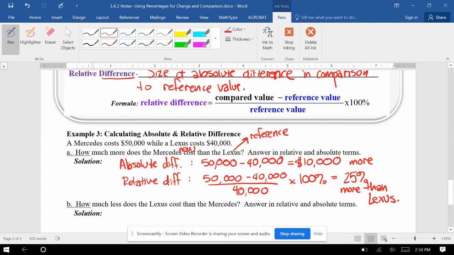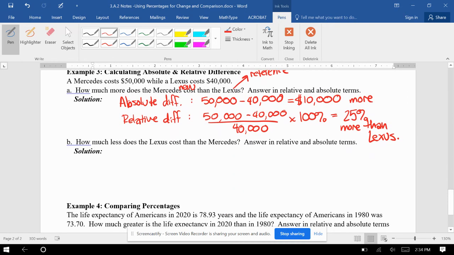All right, so before I continue, I'm going to switch it around. So just think for a second. It now says how much less does the Lexus cost than Mercedes. So now we're switching the car order. This is now the reference value because we're comparing the Lexus to that. Do you think we're going to get the same percentage, even though it might be less versus more? Are we going to get the same percentage? So let's find out. I'm doing absolute difference.